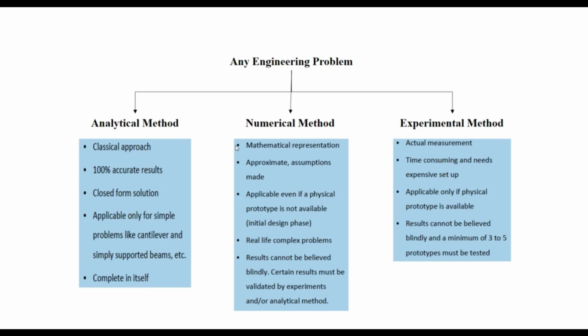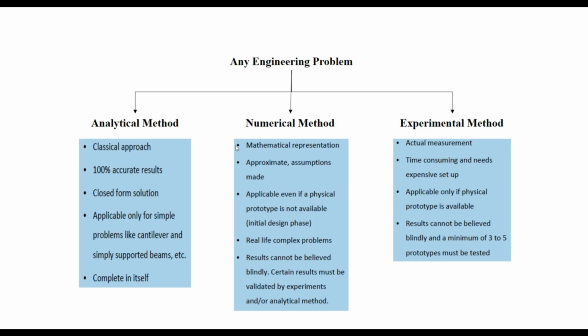So what happens in an experimental method is that we take actual measurements. If we are going to find the deflection of a beam, we need to set up all the weights and all the boundary conditions in an actual setup. Then we need to take some extensometers, and we measure the strain, stress, deflection and other quantities. And it is very time consuming as well as needing very expensive setups.